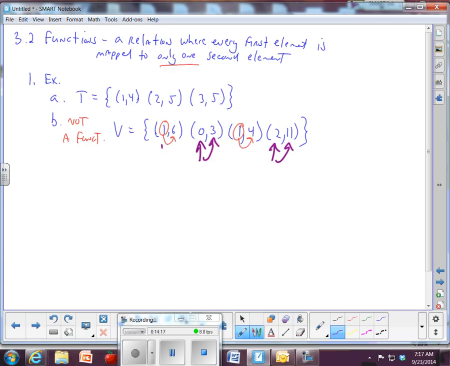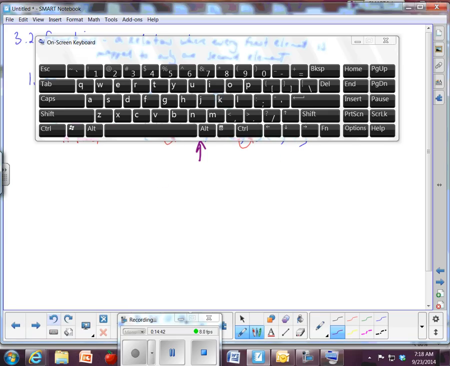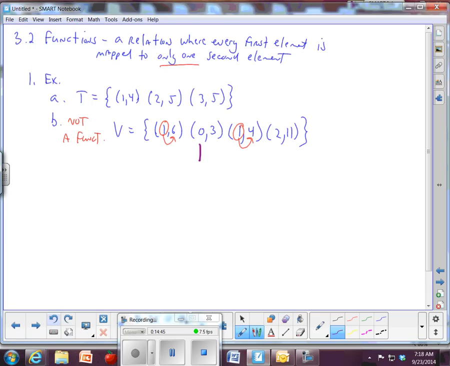But what happens when the input is a 1? Now the computer says, well, what do I give you? I don't know which one. Do you want the 6? Do you want the 4? Both of them go with that 1. I don't know what to do. And that's the issue with the function. Any input must give a definite output. Did you hear that? Any input must give a distinct or definite output. That's the idea of a function. Any first element is mapped to only one second element.